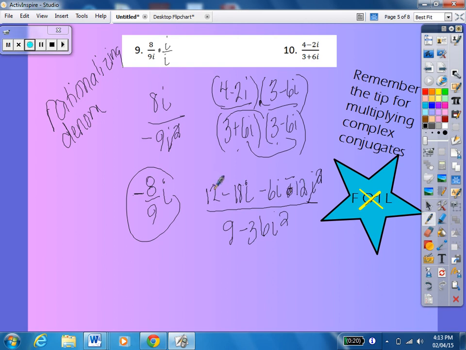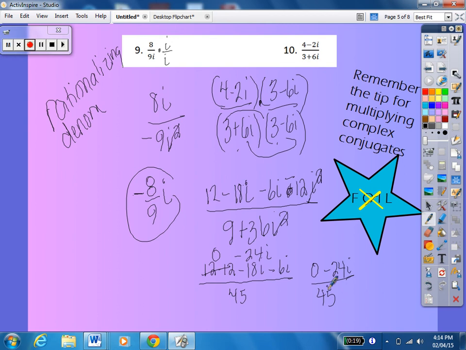So look what we're going to get: 12 minus 12, minus 18i, minus 6i, all over. This i squared is going to make that a positive 36. 9 plus 36 is 45. And now what we have to do, folks, is finish this. So 12 minus 12 is 0. And then negative 18 minus 6 is negative 24i. And so that's our simplified version of that. So we're going to get 0 minus 24i all over 45.